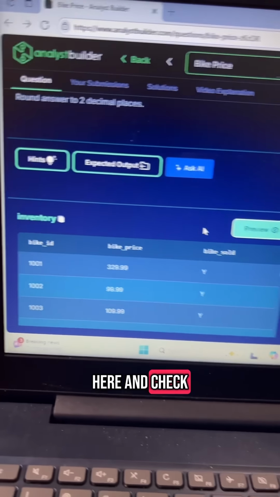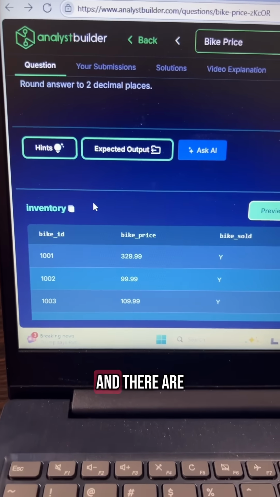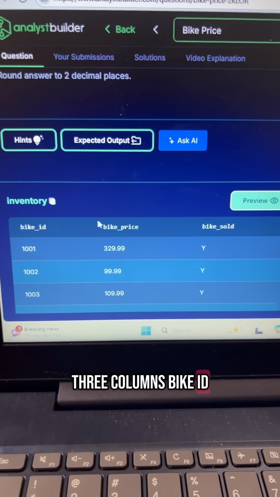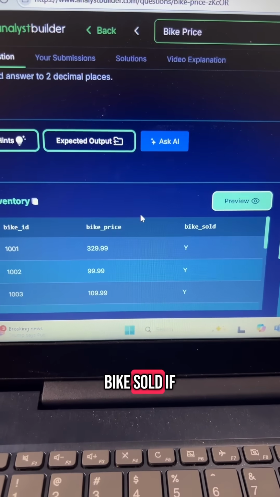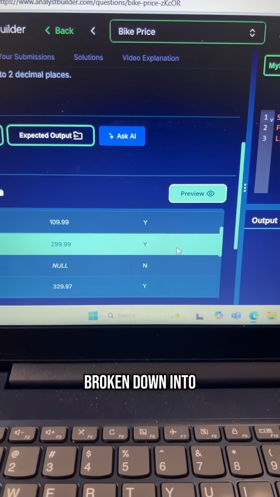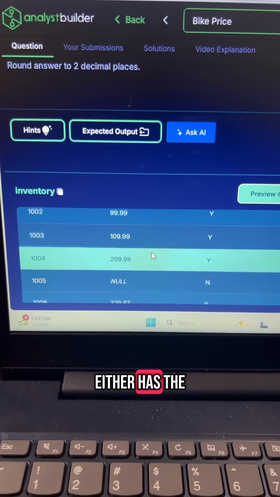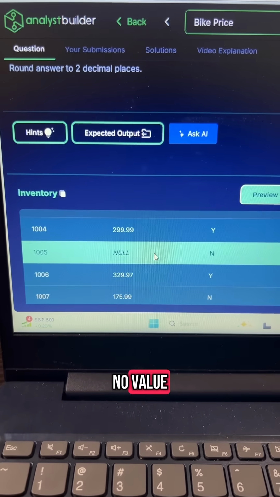Let's come down here and check out our data, and we can see that we have one table called inventory, and there are 3 columns: bike ID, bike price, and bike sold. If we scroll down, we can see that the bike sold column is broken down into Y's and N's for yes or no, and then the bike price column either has the price of the bike or a null value.